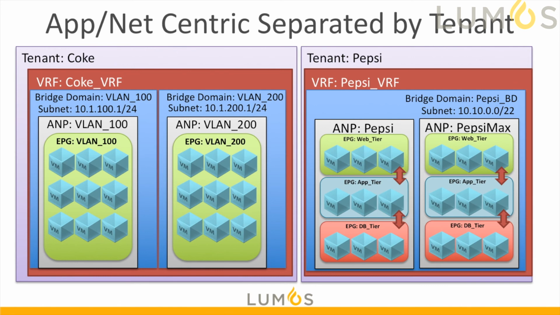In tenant Pepsi, we've got our Pepsi VRF. We create a larger subnet address, so /22. And then underneath of that, we've got our application network profile Pepsi and Pepsi Max, which have their own endpoint group tiers. So web, app, DB, contracts in between the tiers, possibly contracts in between the application network profiles as well. So this gives us a logical separation at a tenant level rather than just at the VRF or bridge domain level. Perfectly acceptable to do this.